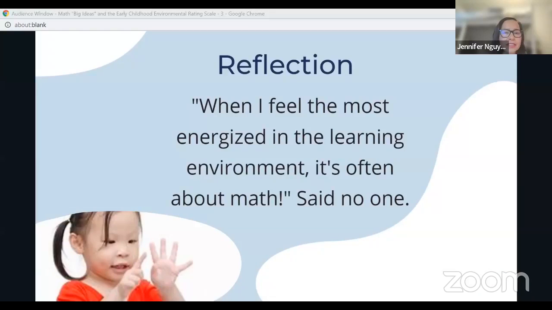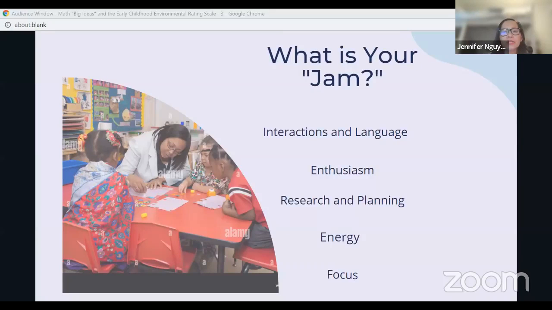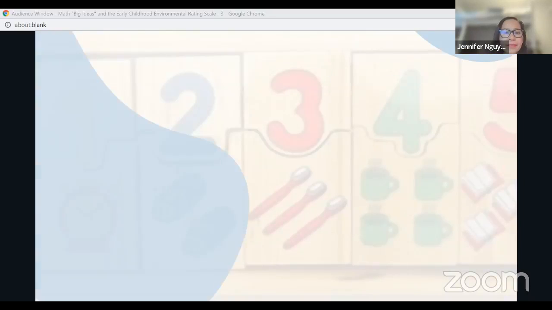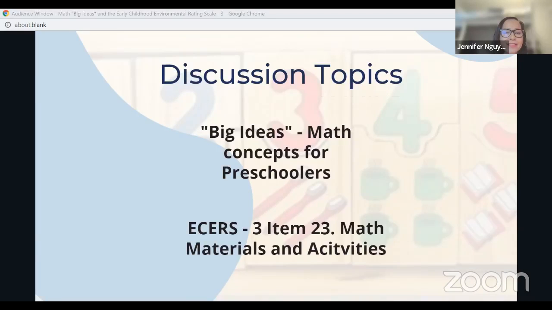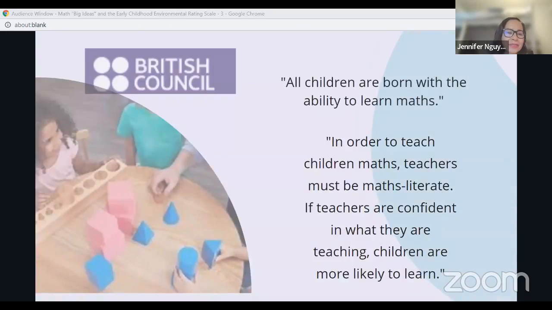Oops, I went too fast. Let's go back. So what is your jam? In other words, what learning materials and learning topics bring the most interactions and language with you and the children? What brings you and the children the most enthusiasm, energy, and focus? When you're up late at night, maybe that's your only free time, and you're researching and planning for the week's events or your lesson planning, what types of learning topics or activities or materials are you most interested in bringing to your learning environment?